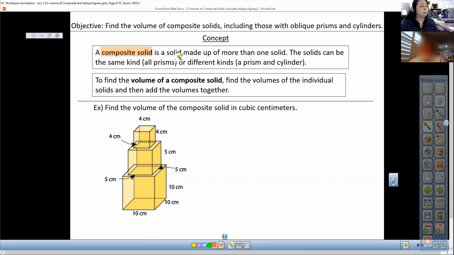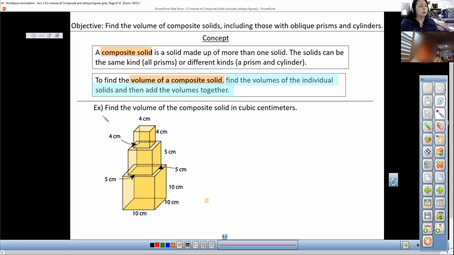So it can be a combination of prisms, cylinders, prisms and cylinders. So they can be different sizes and different figures. So it's just a mixture of different solids. If we want to find the volume of a solid, what we actually have to do is find the individual volumes and then add them together. So in this case, for this example, we have 3 cubes. And so we would have to find the volume of each of the cubes and then add them together to get the volume of the composite solid.